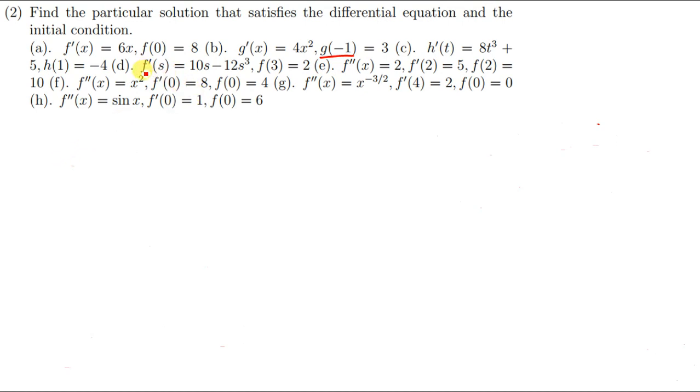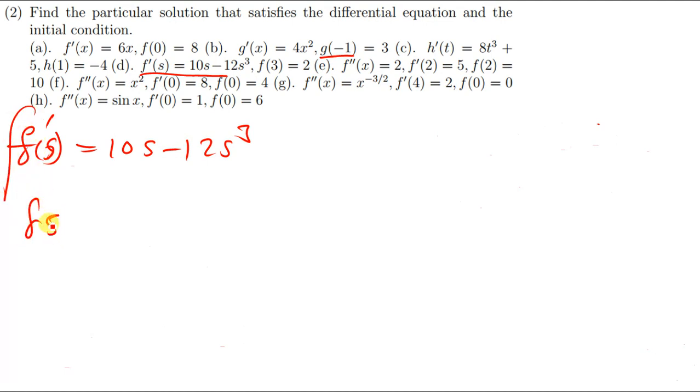Okay, for the sake of understanding, let me also solve this one. So f prime of s is equal to 10s minus 12s cubed. So we integrate both sides. When you integrate this side, we're going to get f of s. Then when you integrate 10s, we're getting 10s squared over 2.